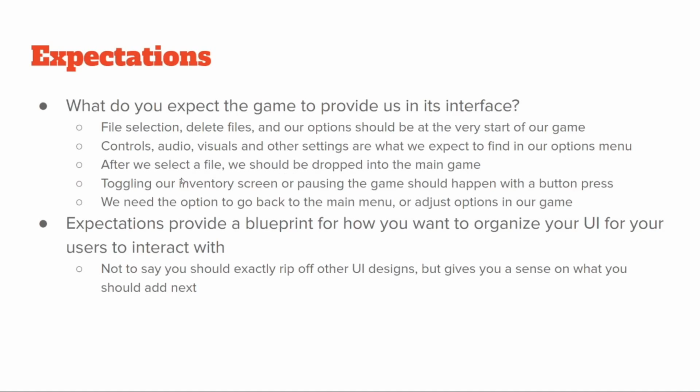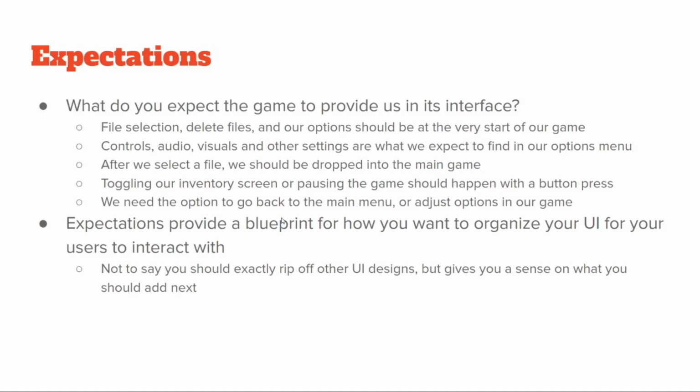And once we select the file, what should show up? Well, I don't think it would have a main menu. It should just drop us into the main game. And let's say we're playing a Souls-like RPG, toggling our inventory screen or pausing the game should happen with a button press. And even in our game, we need the option to go back to the main menu or adjust our files. We might want to change our files, so that's why we want to go back to our main menu.